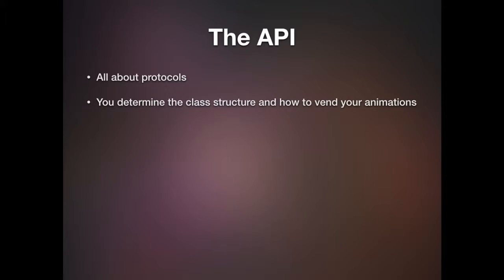Because basically what's going to happen is the system says, okay, if you want to use a custom transition, tell us what you're going to use. Then perform your animation, and then come back and tell the system when you're done. So once the system hands over animation control to you, you have to know when to come back and report back. So you'll determine the class structure and how to vend your animations.